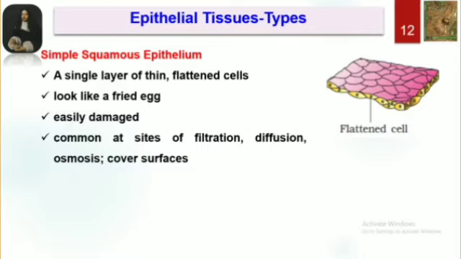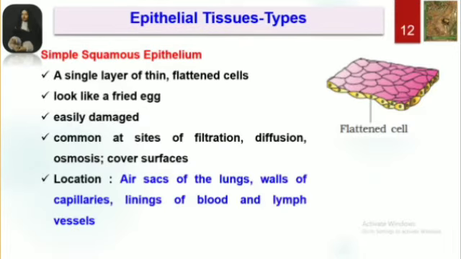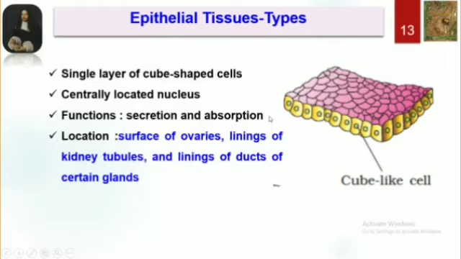It covers surfaces. It also makes the diffusion membranes. Air sacs of the lungs, walls of capillaries, and lining of blood and lymph vessels are the common sites where you will find simple squamous epithelium. You can see here that the cells are quite flattened. Even the cheek epithelium is simple squamous epithelium.